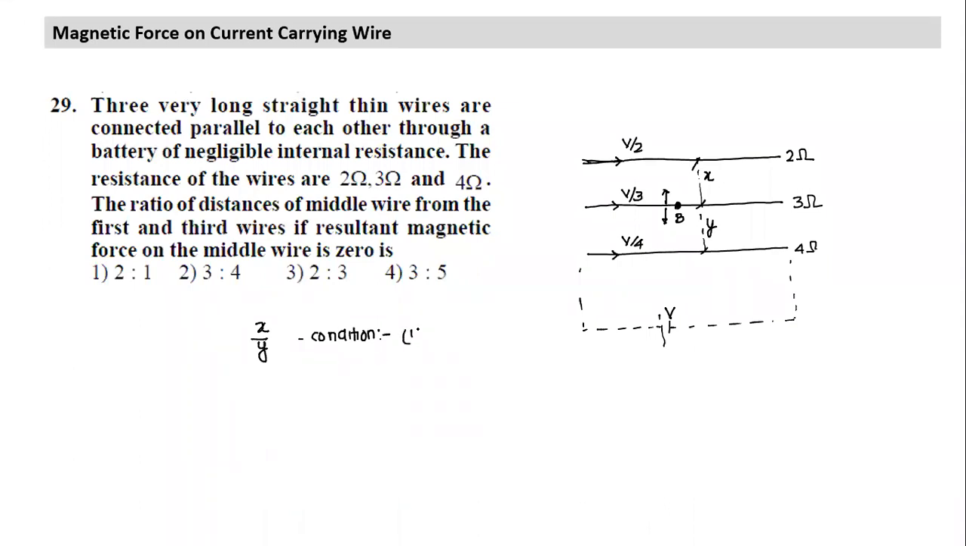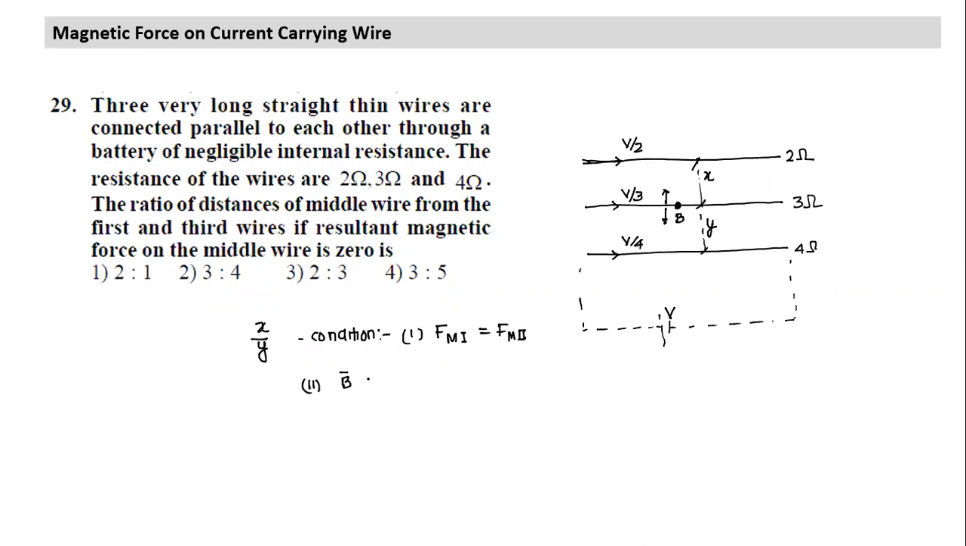First way I can write the condition: force on the middle wire due to the first wire is equal to force on the middle wire due to the second wire. Direction is already opposite. If I equate this condition, I can find one equation. I can solve it. What is the second way?